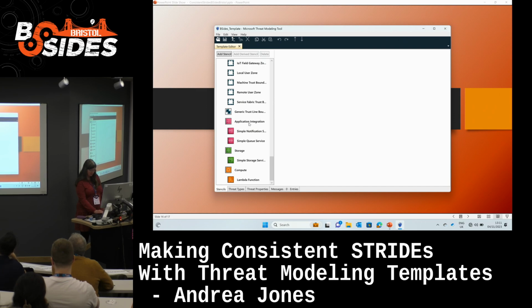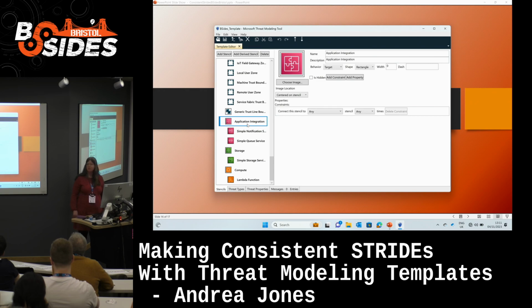So here is the stencil that's been set up. Putting the icons in is done under this Add Stencil section. I've put in an application integration stencil for a section. You do have to set these behaviour and shape drop-downs when you're adding a new one, otherwise it won't work. And you'll get messages down here telling you if the template doesn't like something. It'll tell you if there are threats that don't have something in the stencil, or if a stencil isn't set up properly.